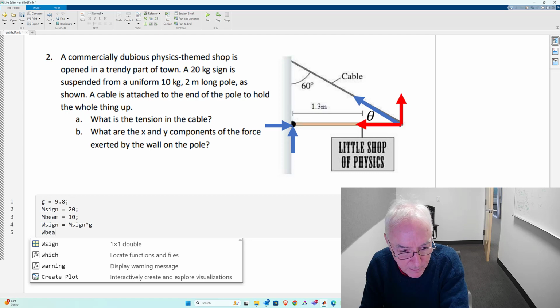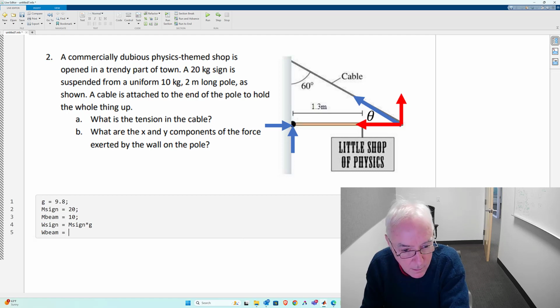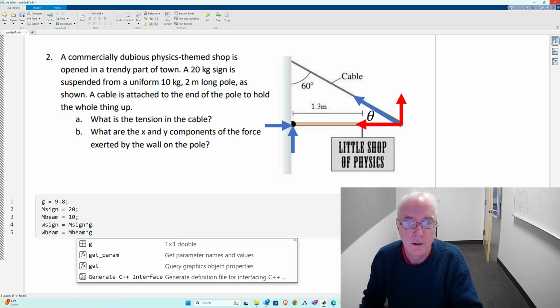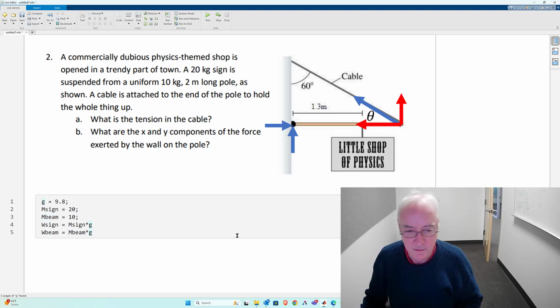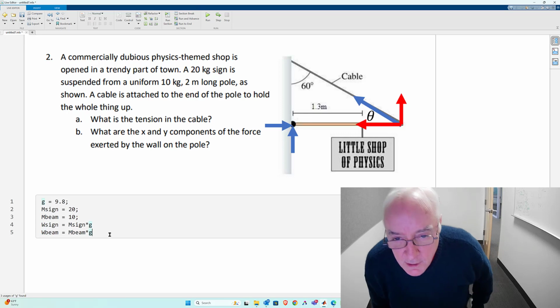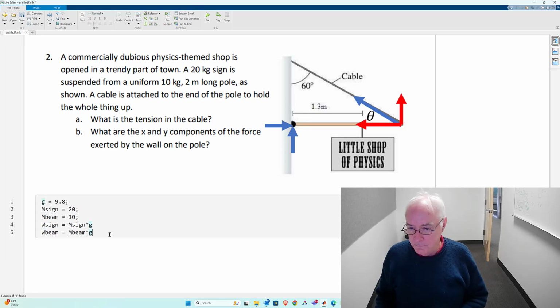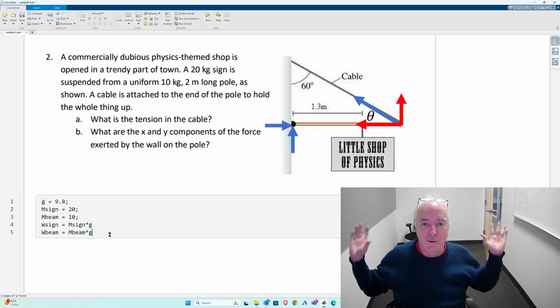Weight of the beam, and we'll do our first calculation. So we've got those numbers calculated now. Here's an opinion, and I think it's a pretty good opinion: I always like it when my algebra is easier.